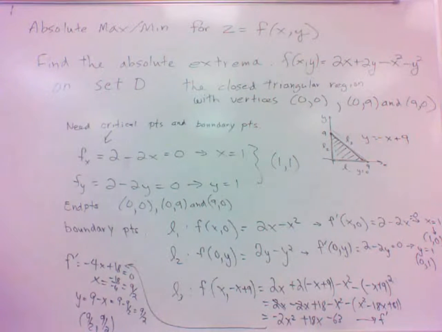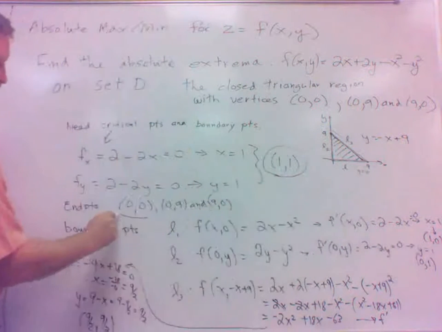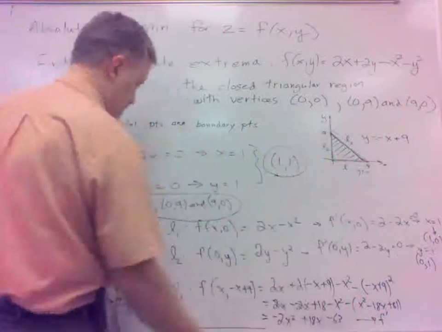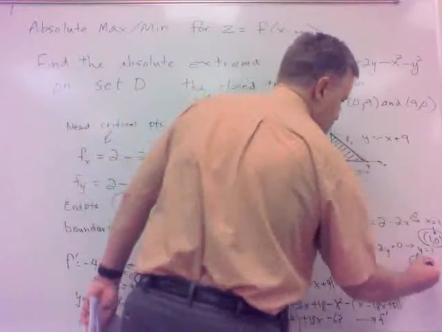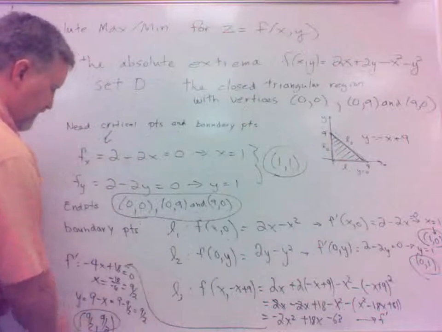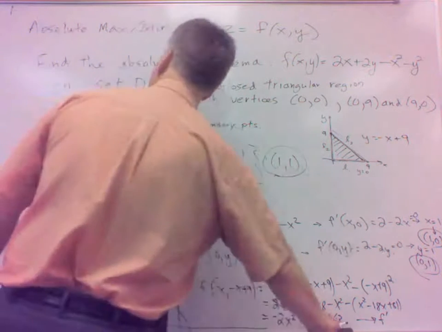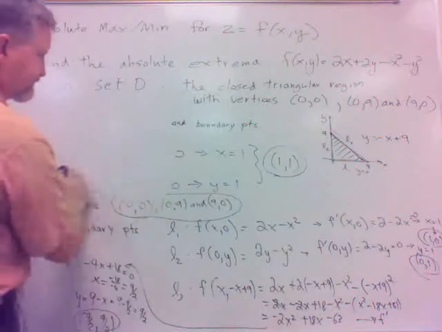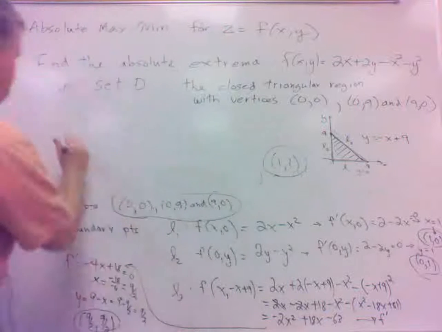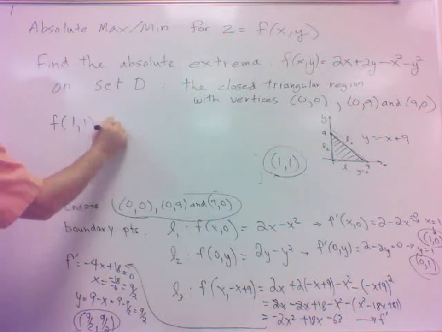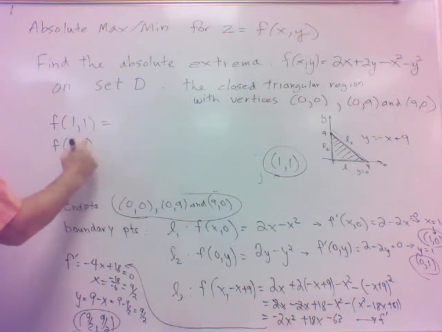Okay, so here's what we got. We got 1, 1. Then we've got these endpoints, the corners. And then you've got 1, 0, 0, 1, and 9 halves, 9 halves. So our absolute max and min, that's where those are going to have to occur at one of those values. And so really all we're going to do next, I guess I'll have to erase here. Really all we're going to do next then is evaluate our function at each of those values.